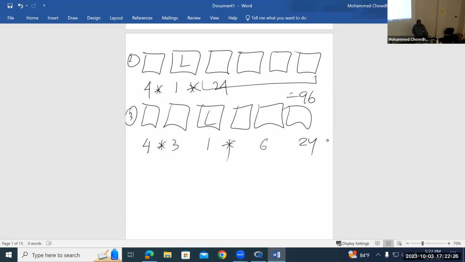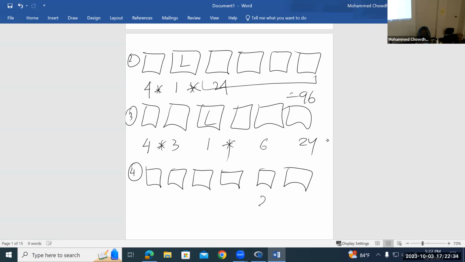24, right? Now come to the scenario of 1, 2, 3, 4, 5, 6. This is 2, this is 1. This is equal to 1, which is equal to L. This is 4, this is 3, this is 2. So here equal to 48. Oh, the third one is 72. 72, right?